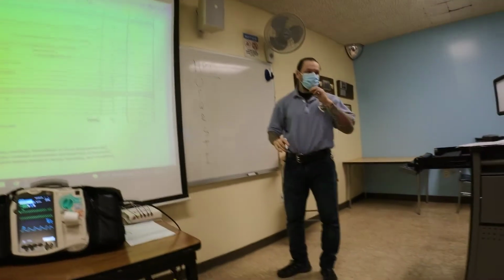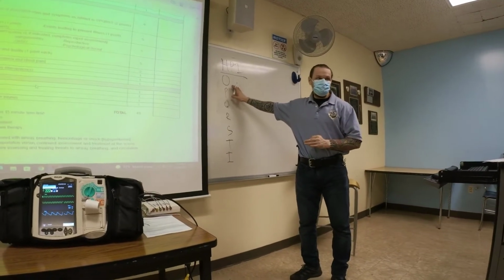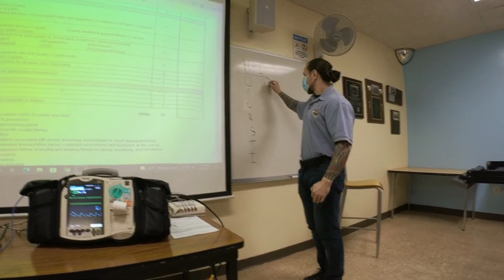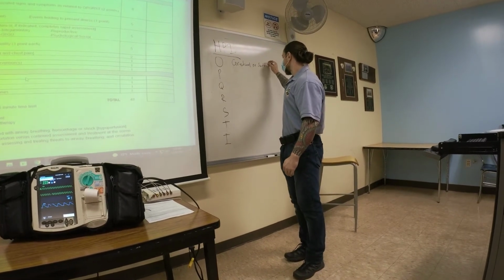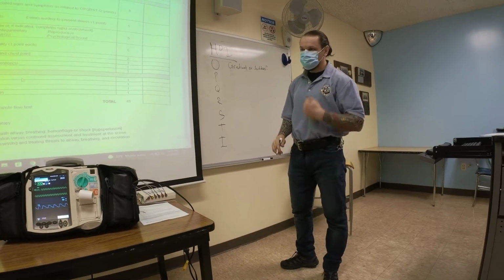So this is a history of present illness. Why are you here? So O is onset. And onset is not when did this start. Onset is, was this gradual or was it sudden? So I'll ask him, did this chest pain come on gradually, or was it sudden onset? Did it come on suddenly?